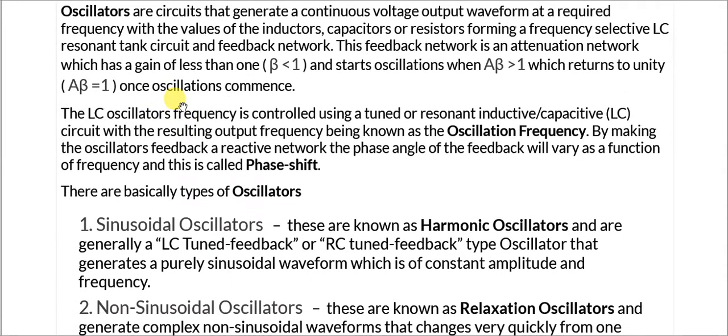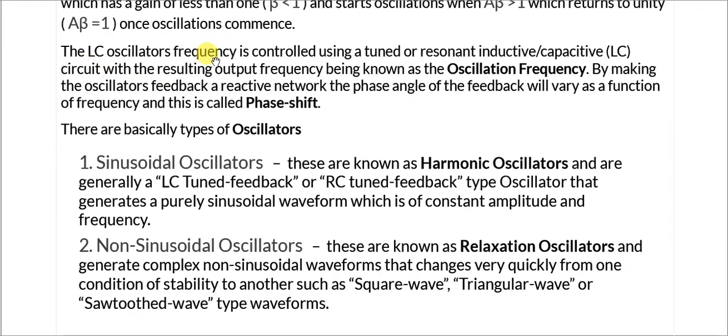The LC oscillator frequency is controlled using a tuned resonant inductive circuit, the LC circuit, with the resulting output frequency being known as the oscillation frequency. By making the oscillator's feedback a reactive network, the phase angle of the feedback will vary as a function of the frequency, and this is called the phase shift.